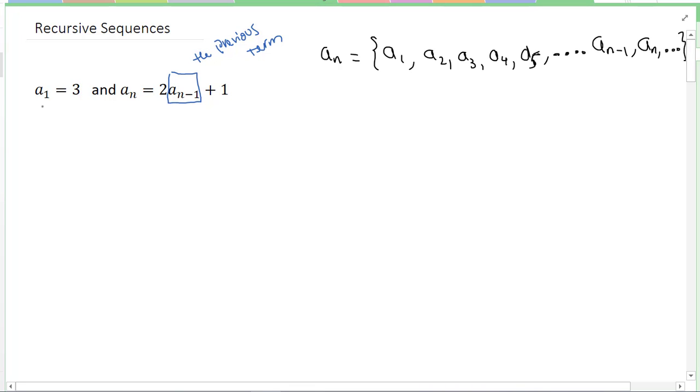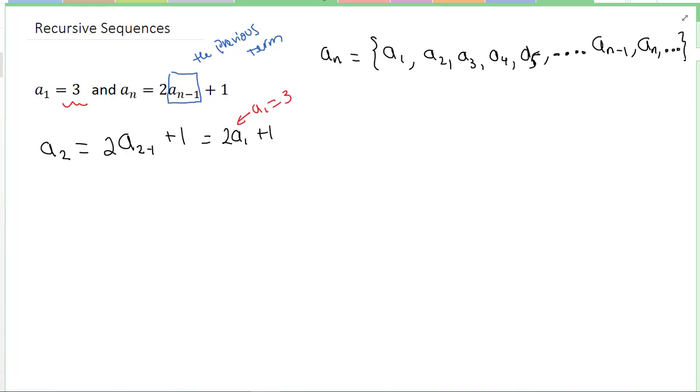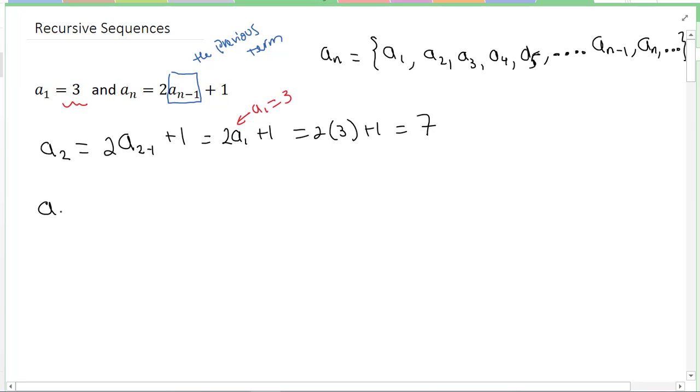So here I have a sub 1 is 3. If I wanted to find a sub 2, according to this formula, n is 2. So I'm going to have 2 a sub 2 minus 1 plus 1, which is really 2 a sub 1 plus 1. And I know what a sub 1 is. A sub 1 is 3. So I can substitute that in. So I'm going to have 2 times 3 plus 1, which is 7. And now I can find more terms of the sequence.